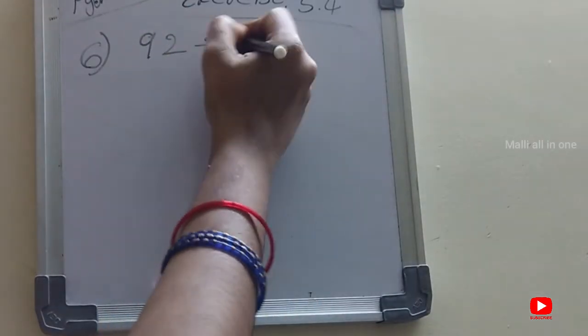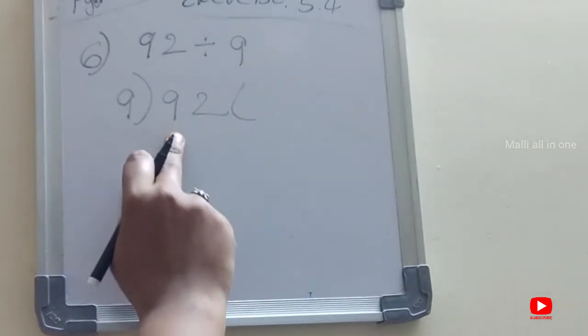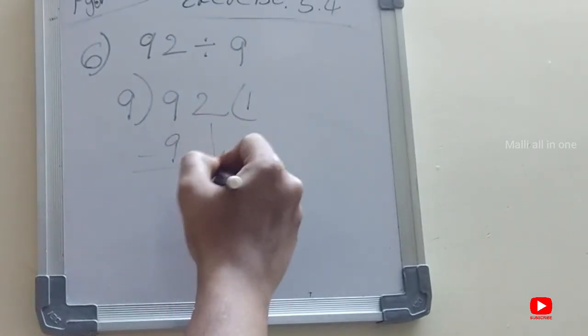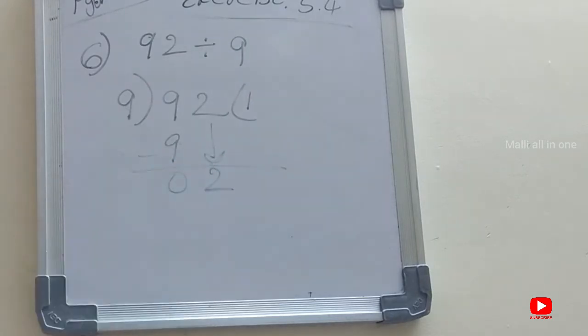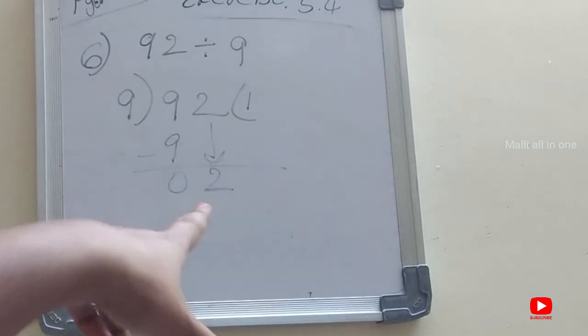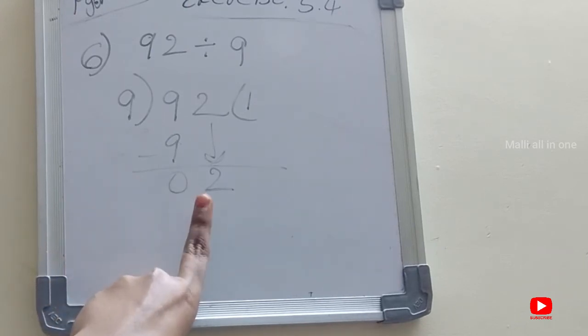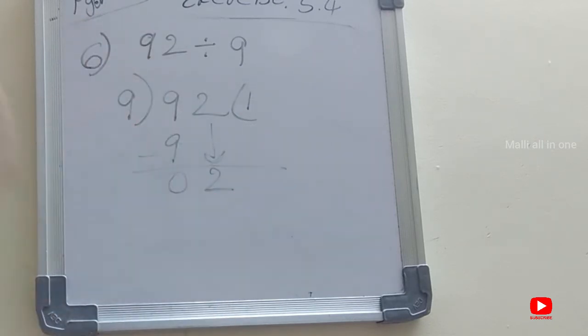Okay children, now the 6th sum: 92 divided by 9. Now the 9 table. Observe the digits here. When you do one digit only, it comes down, but here observe children, there is only 2. So we are not able to do the multiplication; in the 9 table, 2 is not possible, because 2 is very small compared to 9. So we should take 2 digits now.